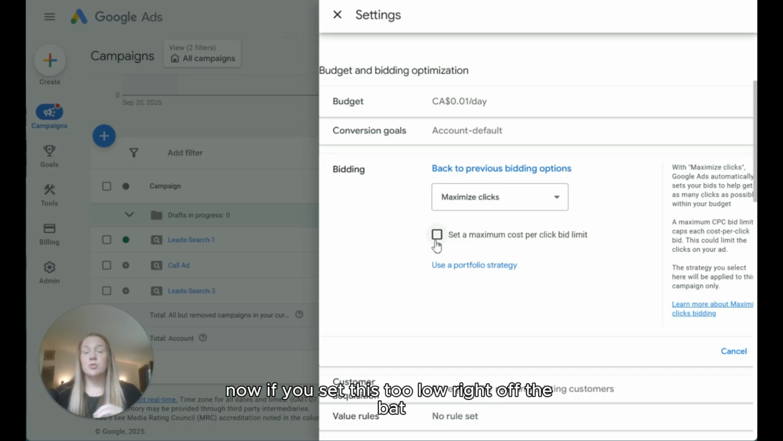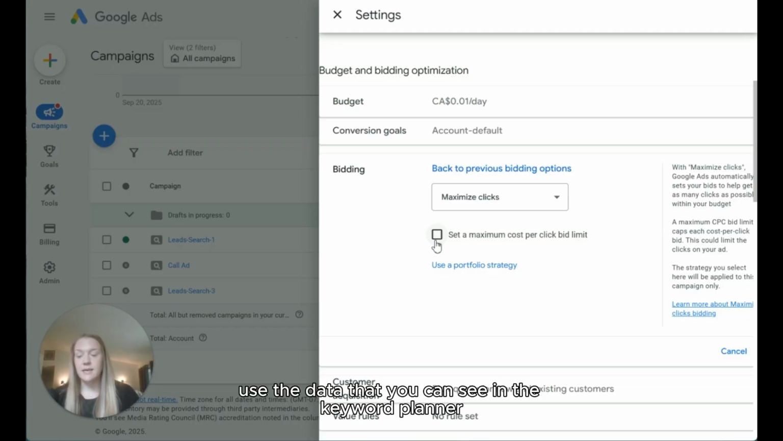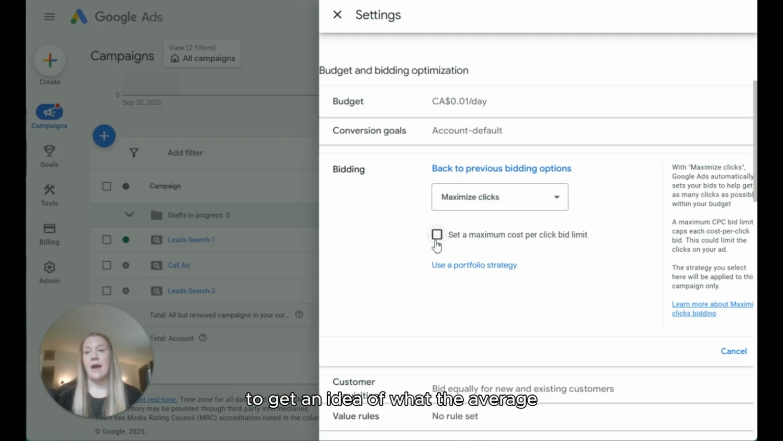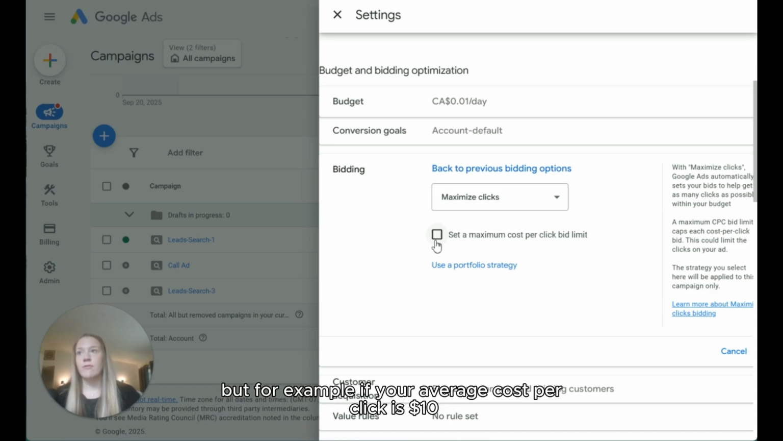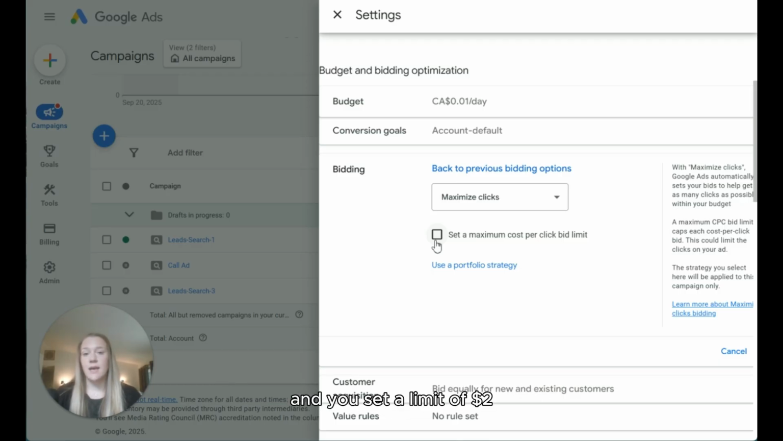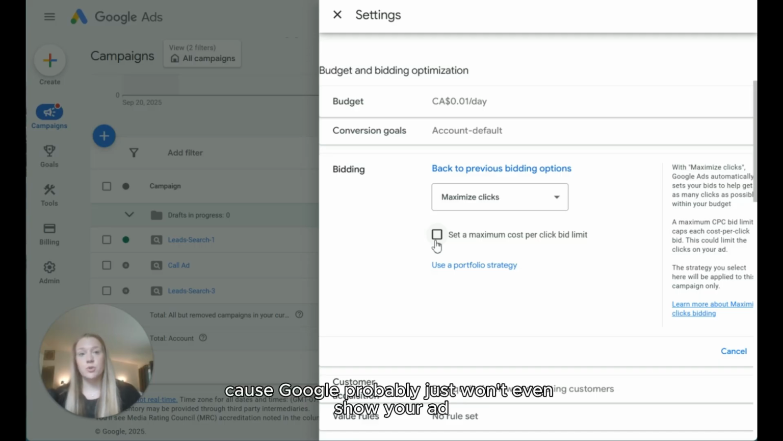Now, if you set this too low right off the bat, then that will probably really limit the performance of your campaign. So if you are going to set a max cost per click, I would use the data that you can see in the keyword planner to get an idea of what the average CPC is for your keywords. For example, if your average cost per click is $10 and you set a limit of $2, that is really going to limit the performance of the campaign, because Google probably just won't even show your ad the majority of the time because it doesn't think that it can get you a click at that cost.